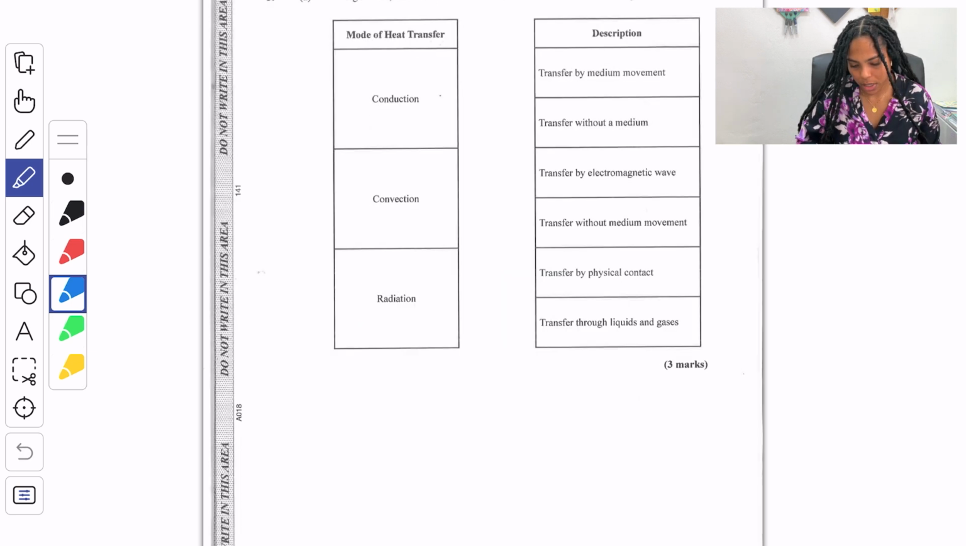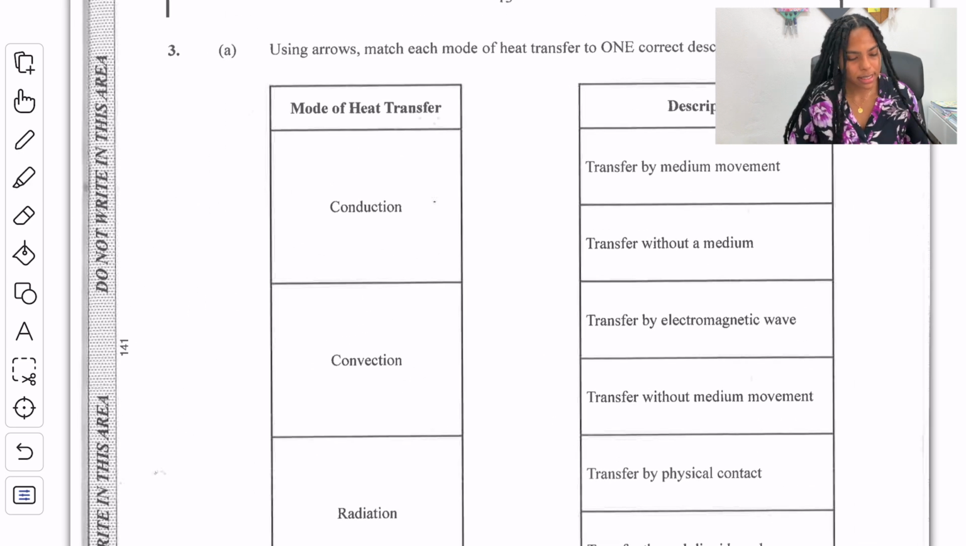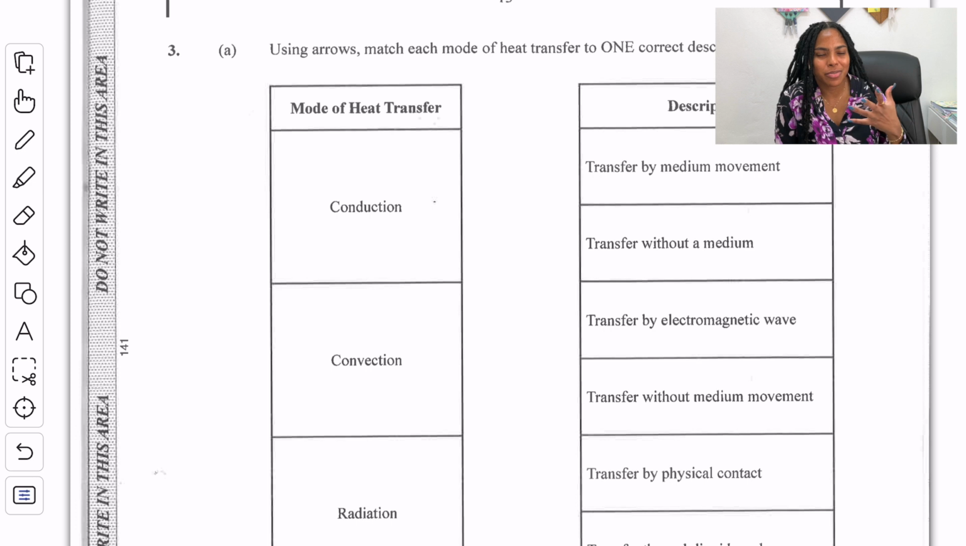So now we're on to question 3. They're saying using arrows, match each mode of heat transfer to one correct description. Like when I look at this paper, while I don't like it, I'm happy because pretty much all of these things I discussed with my Form 5 physics class the night before the exam. So I'm just so happy.